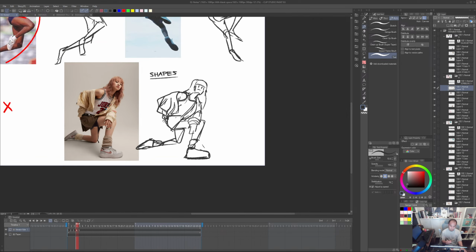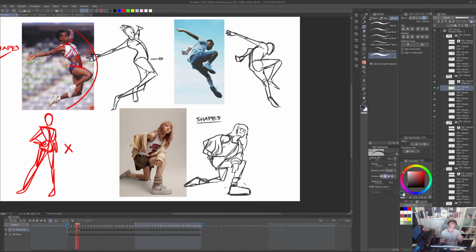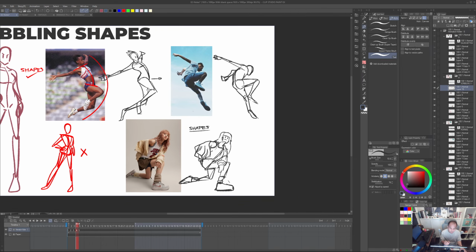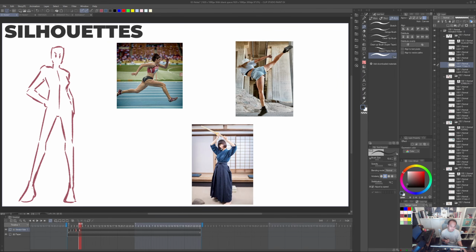So there we go. This is actually my preferred way of drawing, to be honest with you. But I also combine it with another way of drawing the human body, which is the next one, the silhouette, which is very, very important. A good silhouette can make or break your animation. I do this in combination with scribbling shape, and we're only focusing on the outline of the body, or the outline of the pose.